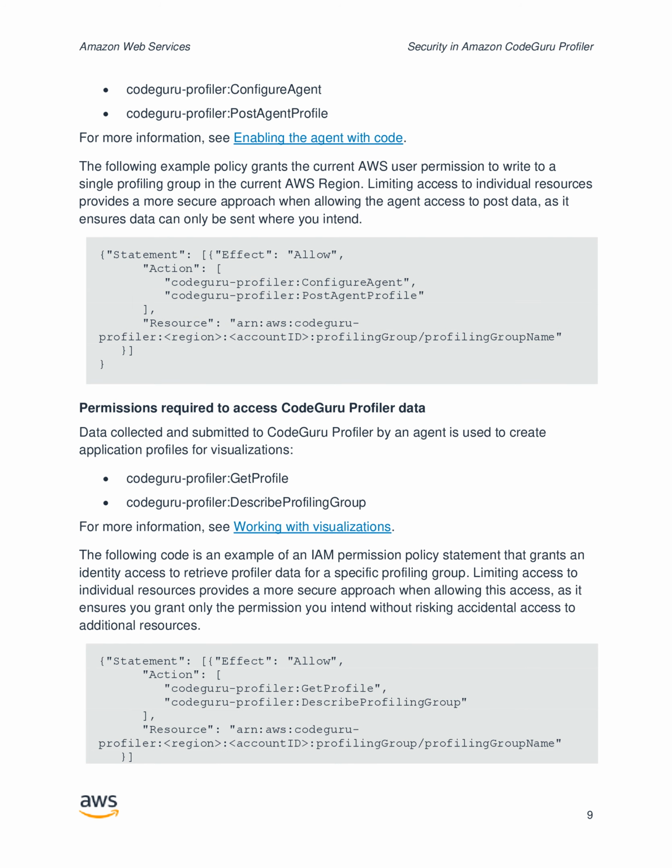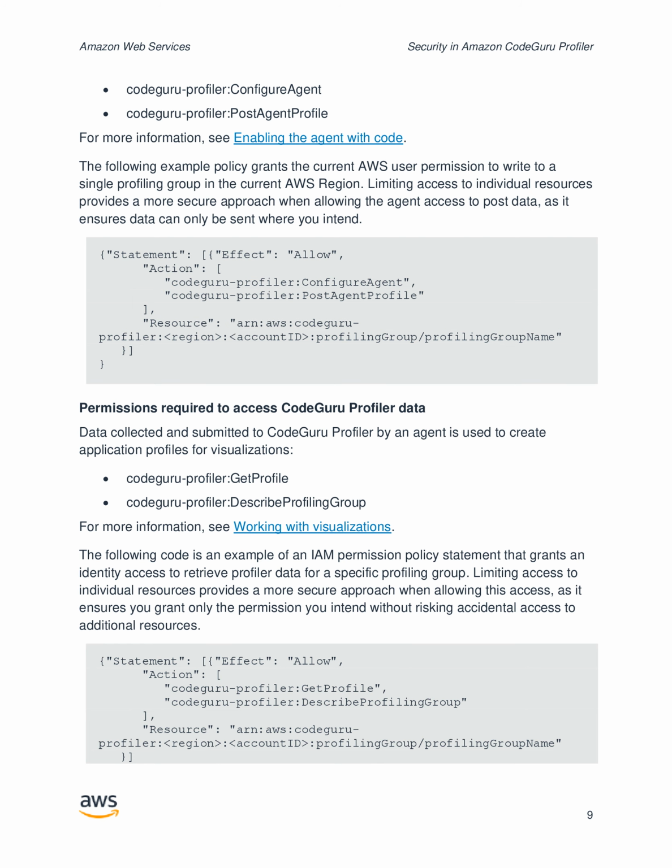The following example policy grants the current AWS user permission to write to a single profiling group in the current AWS region. Limiting access to individual resources provides a more secure approach when allowing the agent access to post data, as it ensures data can only be sent where you intend.